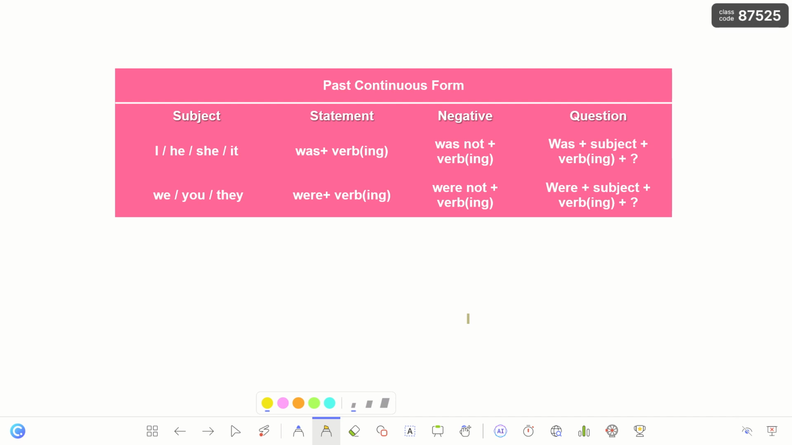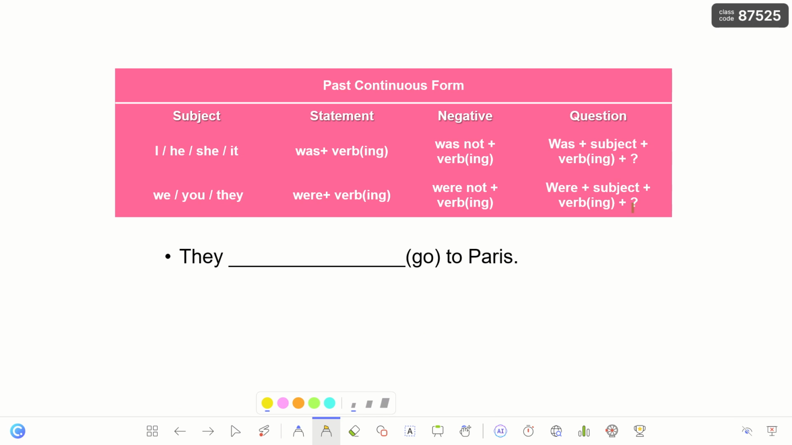Here is the form with I, he, she, or it. I use was plus the verb ing. In negative, was not plus verb ing. In questions, I switch the order between the helping verb and the subject, then the verb ing. If the subject refers to a plural noun like we, you, they, or any plural noun, so I use it with the helping verb were plus the verb ing. We're not in the negative plus verb ing. In the questions, we switch the order again. We start with were, the subject, then the verb ing.